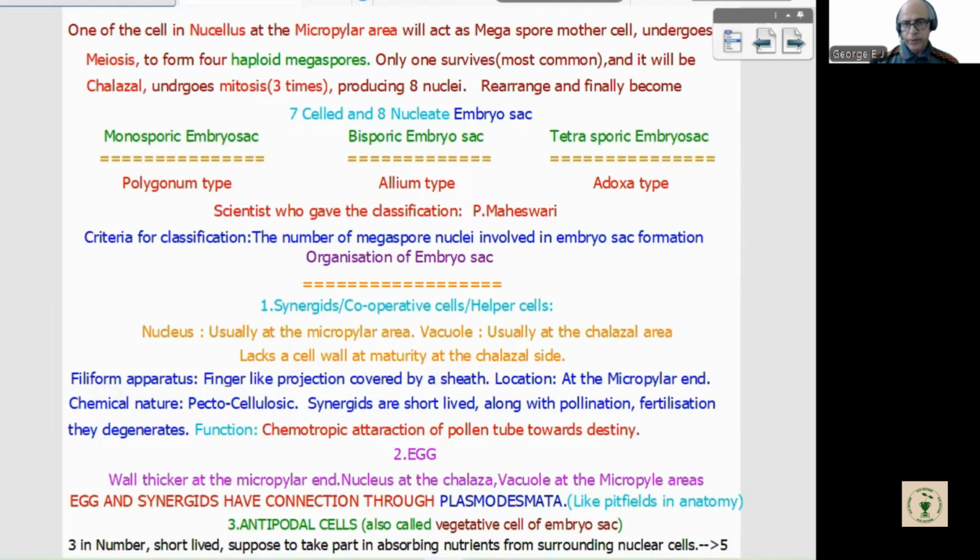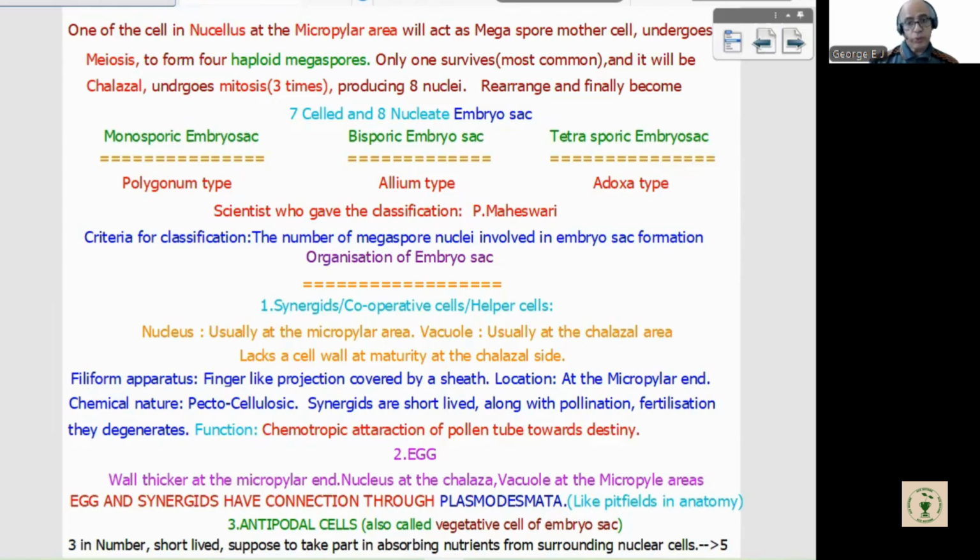destiny. And its chemical nature is cellulosic, or more specifically, it is pectocellulosic. And the filiform apparatus can act as an obturator, giving direction to the pollen tube. And synergids will usually be short-lived. Short-lived in the sense that, along with pollination and fertilization, when their function is over, they degenerate.